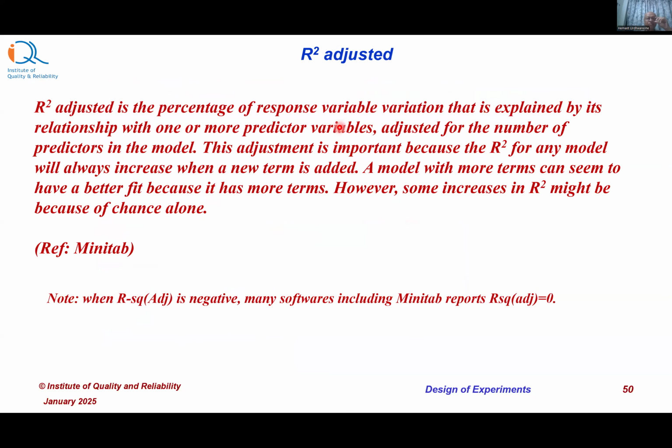R square adjusted is the percentage of response variable variation that is explained by its relationship with one or more predictor variables, adjusted for the number of predictors in the model. The adjustment is important because R square for any model will always increase when a new term is added. A model with more terms can seem to have a better fit just because it has more terms. However, some increase in R square might be because of chance alone. So note, when R square adjusted is negative, Minitab, or most software, will make it 0.